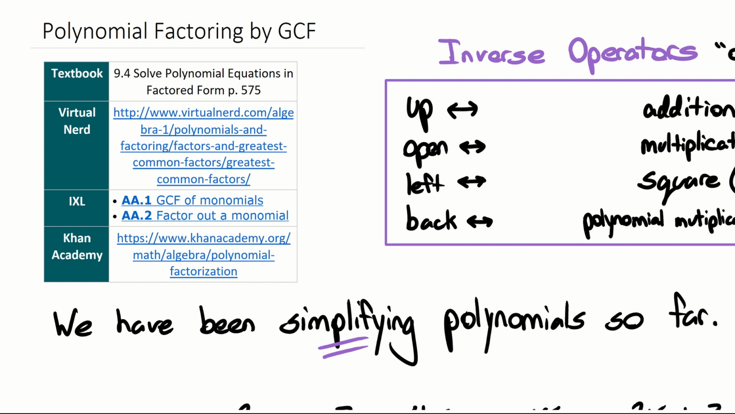So you must be pretty good at it now, and I believe that you are, which means that you are ready to begin polynomial factoring. And there's multiple ways of doing this, and we're going to learn the first way of factoring a polynomial today, called factoring by GCF, greatest common factor.